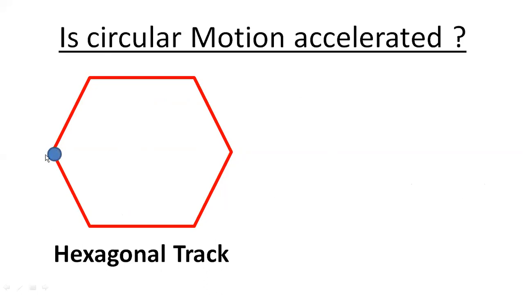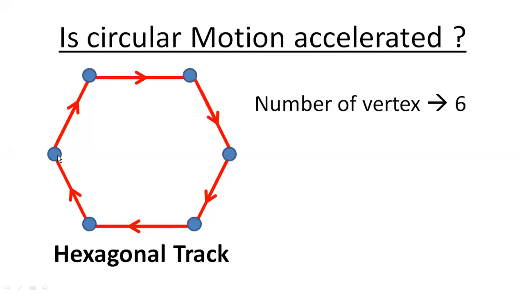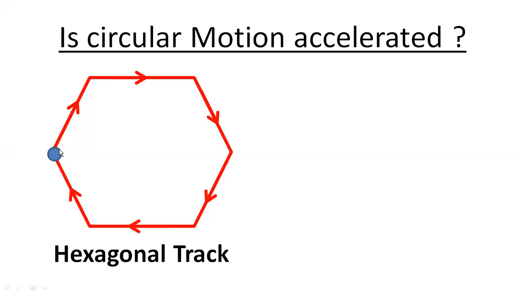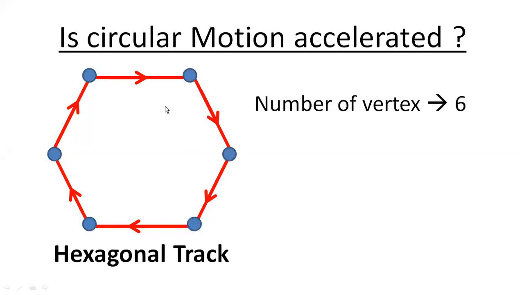Now I am again going to ask my athlete, my sports person, to run on this track. So he has started running. He is running one side, then second, then third, then fourth, then fifth, and then sixth. Again he came back to his original position. Now according to us, how many corners does it have? This is a hexagonal figure. How many vertices or points does it have? 6 vertices. 1, 2, 3, 4, 5, 6.